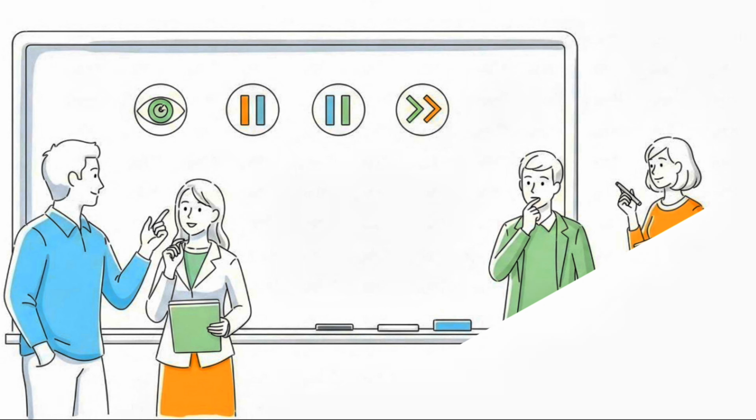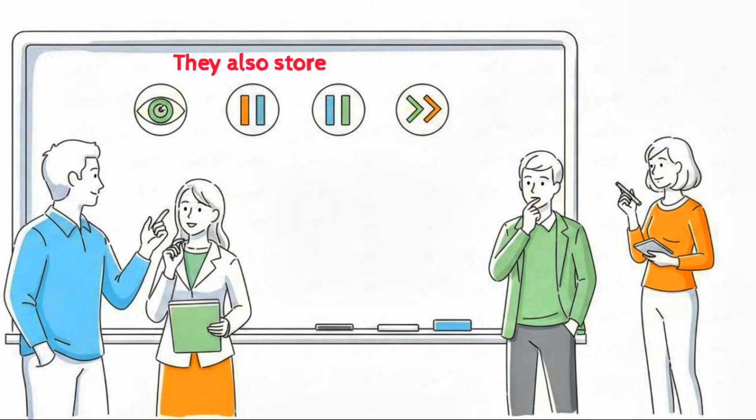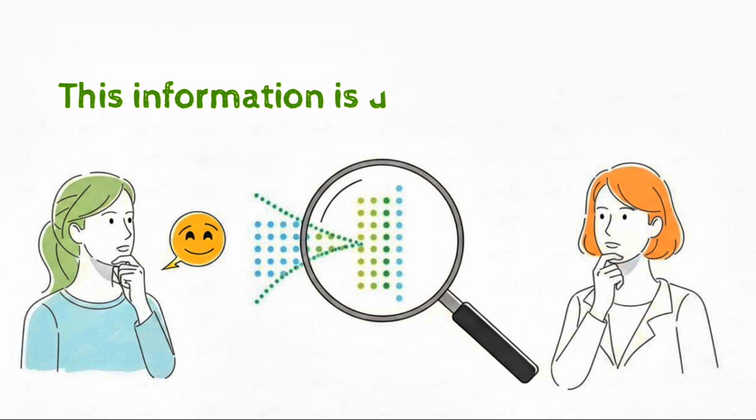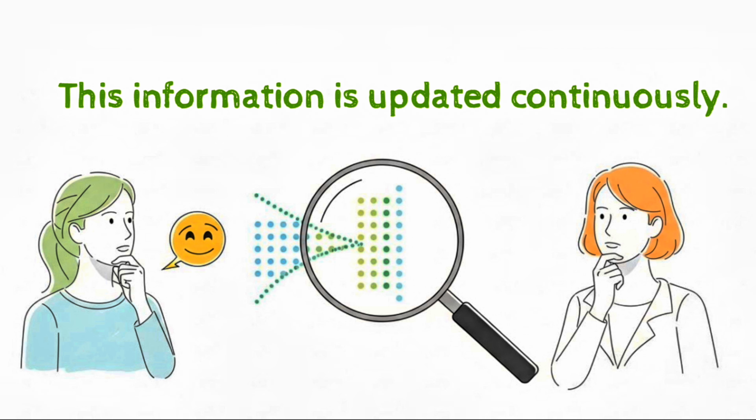First is storage. Every short is saved inside massive databases. These databases do not just store the video file, they also store information around it. Things like what the video is about, how long people watch, whether viewers swipe away or stay, how different people react to it. This information is updated continuously.